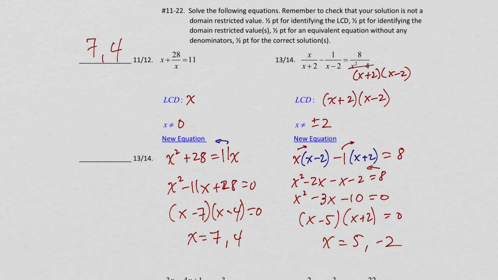But when we look back at the restricted domain values, x cannot be negative 2. So I have to cross this out. And the only solution left is x is equal to 5.